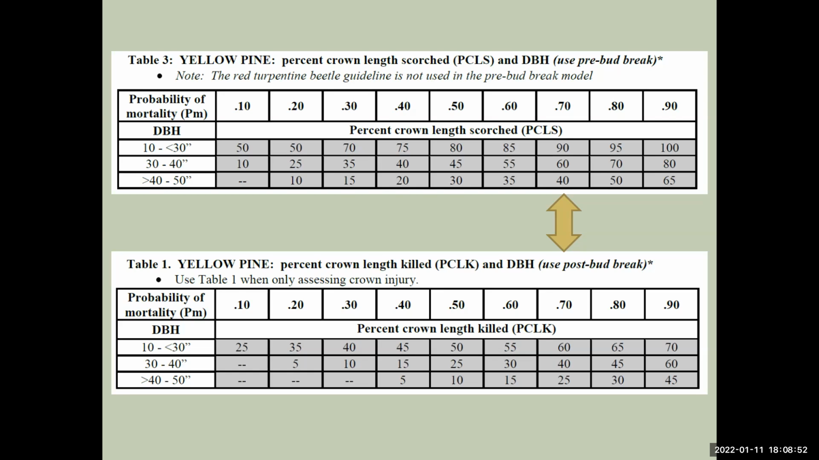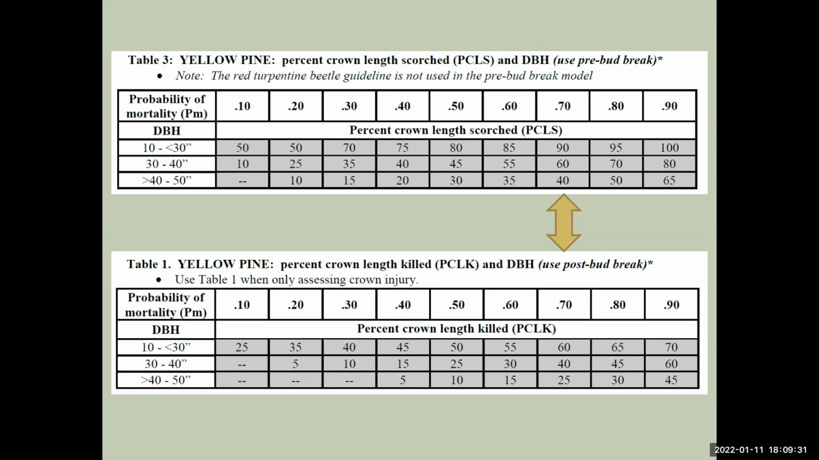And this is, if you're looking at a tree right after the fire, when all you know is that the crown is scorched, you really don't have any idea what the bud survival is. And so you can see that for a 70% probability of mortality, for a tree that's 10 to 30 inches in diameter, it would take 90% crown scorch to have that 70% chance of mortality. Now, as we move down the rows, you'll see as the diameters get bigger, the 30 to 40 inch trees, 40 to 50 inch trees, it takes less crown damage to achieve the same probability of mortality.